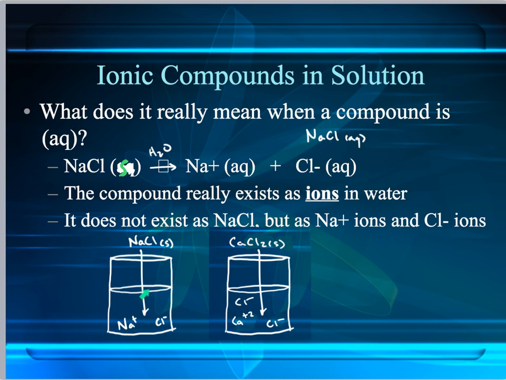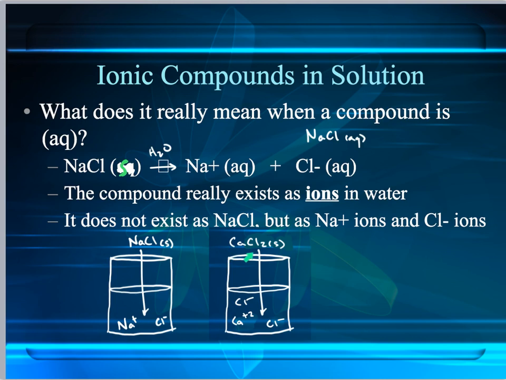So kind of what you would see down here in this picture, if I took, for instance, salt and put it into water, I'd end up with separate sodium ions and chloride ions. They've come apart. They don't exist as one unit anymore. So the compound really exists as ions in water. It doesn't exist as NaCl anymore, but as sodium and chloride ions. An important thing to remember here is, for each one that dissolves in sodium chloride, I get one sodium ion and one chloride ion.